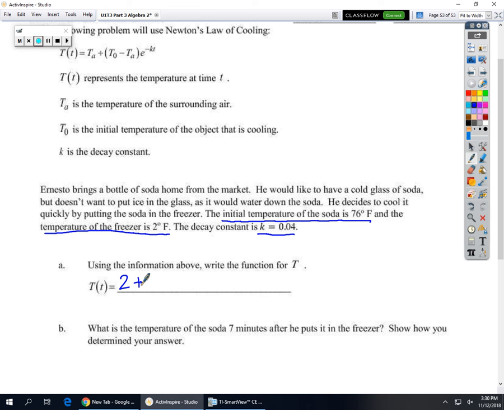2 plus T sub 0 is 76, minus, according to the formula, T_A again, which is 2, e to the negative k. Well, k is 0.04, so negative 0.04 t. I could leave the formula like this, but to be honest, 76 minus 2, why don't we just do it? That is 2 plus 74 e to the negative 0.04 t. I'd rather type less than type more.